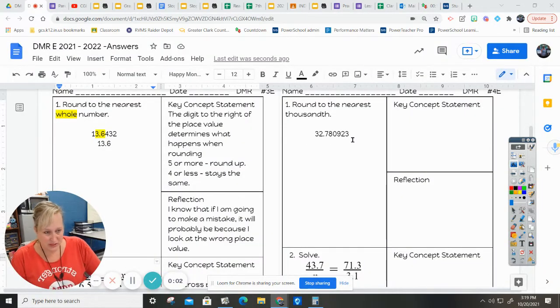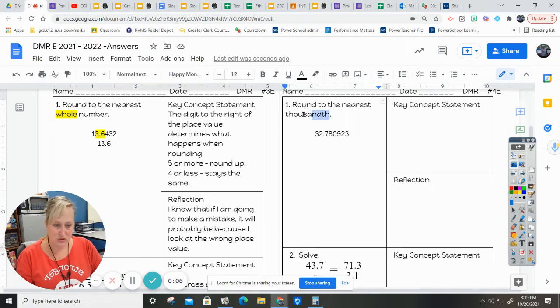Okay, we are doing DMR E number 4. We are going to round to the nearest thousandth. Again, we are focusing on where is the thousandth place. So I'm going to say tens, ones, tenths, hundredths, thousandths. So this 0 is my thousandths place.